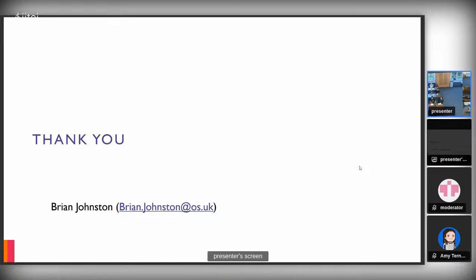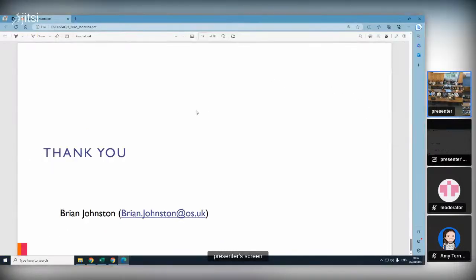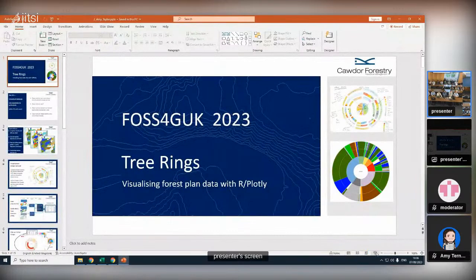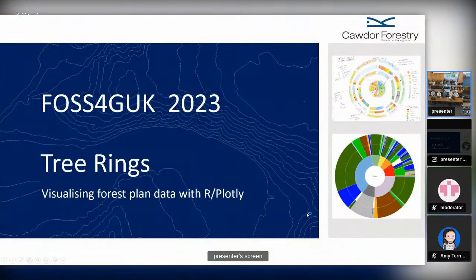We will do a round of questions after the second talk. Depending on how much time we have, we can ask a couple of questions. Yes, is that all right? Yeah. All right. The next speaker is Amy Taylor from Confor Forestry. She will be talking on tree rings, visualizing forest plan data with R. Great, thank you.